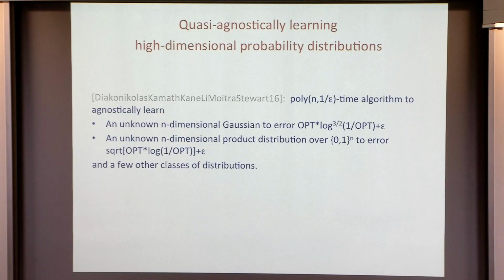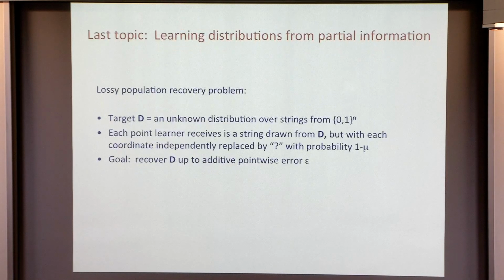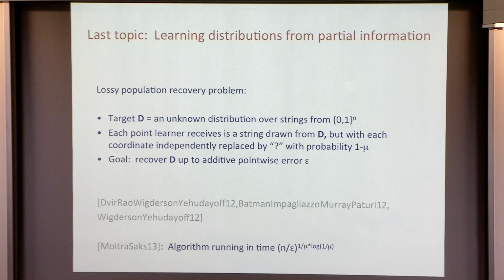Okay? So we're really at the point now where the community is just starting to make progress on these agnostic or quasi-agnostic high-dimensional distribution learning problems. And my guess is there's going to be a lot of future work along these lines. I had one slide on learning distributions from partial information, but since I'm a little bit over time, maybe I'll just cut to the conclusion.